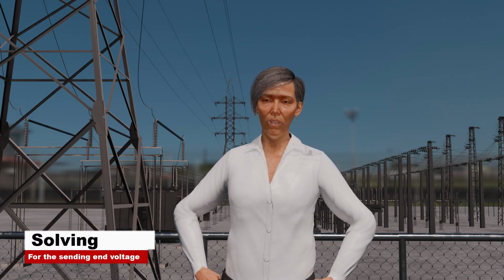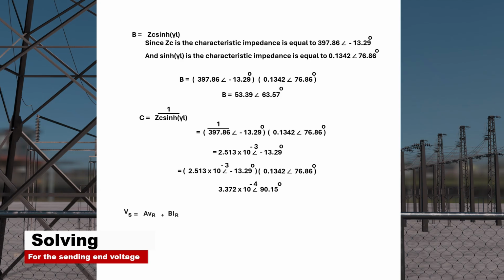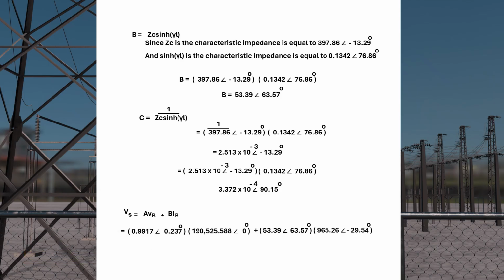Now that we have all the ABCD parameters calculated, we can proceed to solve for the sending end voltage Vs. That is, Vs equals A times VR plus B times IR. When we substitute the values, we have the following expression. After multiplying the like terms, we get 188,944.22 at an angle of 0.237 degrees, plus 51,535.23 at an angle of 34.03 degrees.